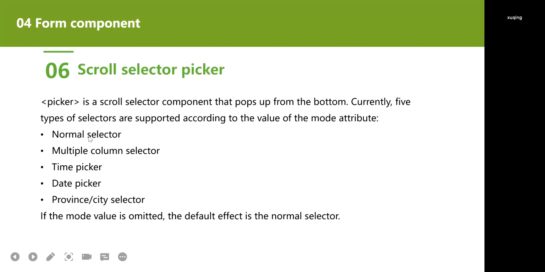We have these 5 types of selectors: the normal selector, multiple column selector, time picker, date picker, and province city selector. If the mode value is omitted, the default effect is the normal selector.